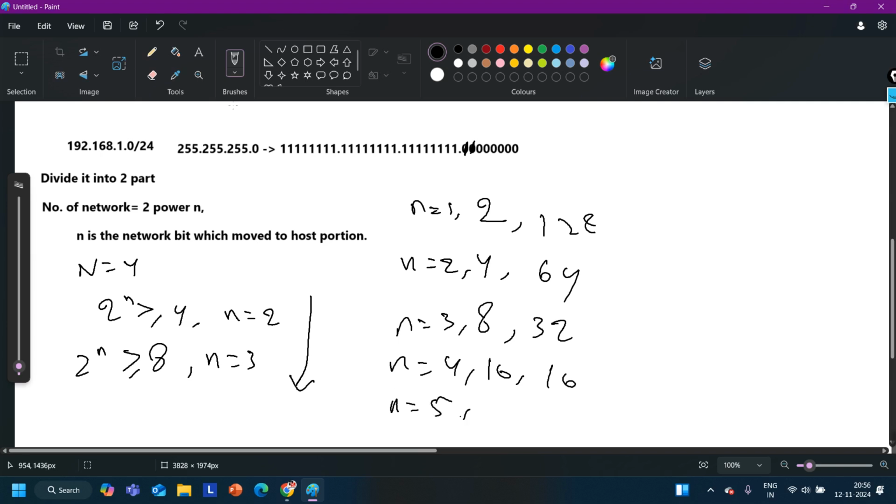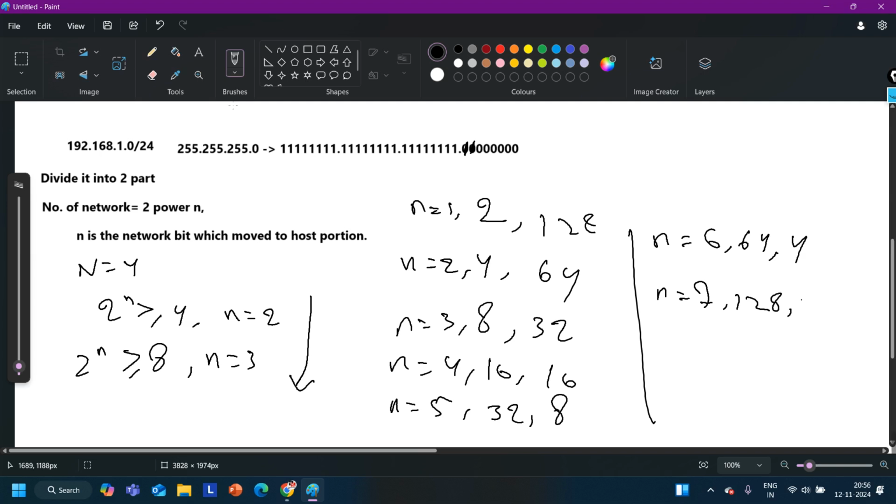If n equals 5, then how many networks will I get? 32. And how many IPs? 8. If n equals 6, how many networks are there first? 64. And how many IPs? 4 IPs. If n equals 7, how many networks are there? 128. And how many IPs are there? 2.